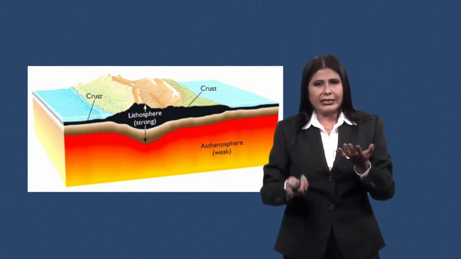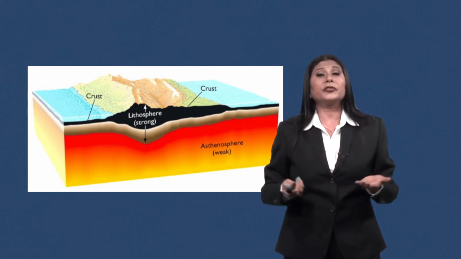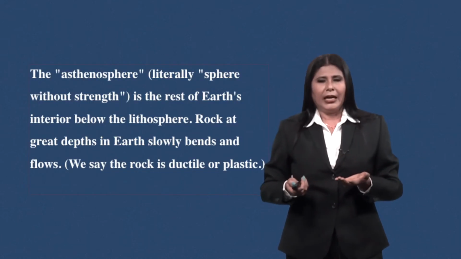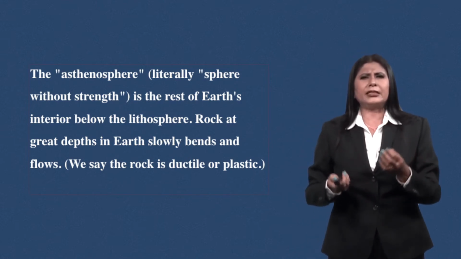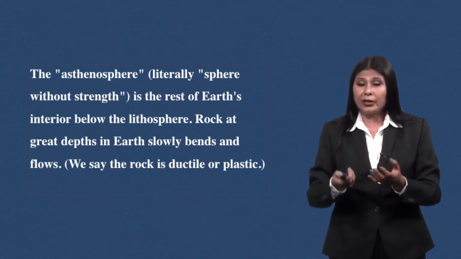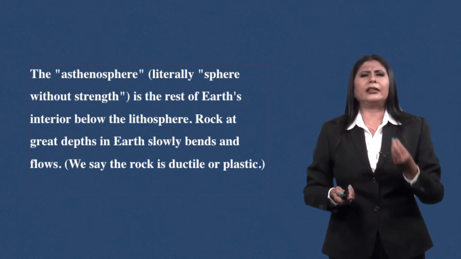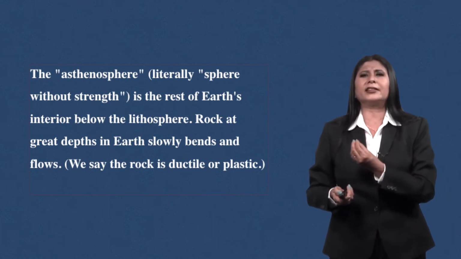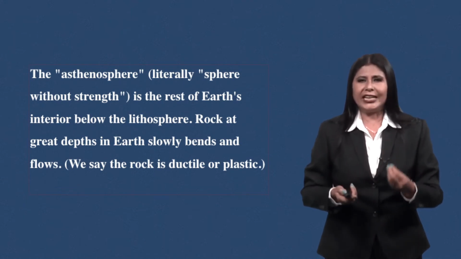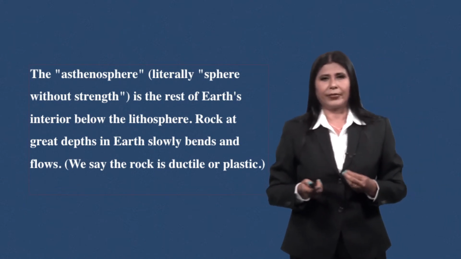And here the rock peridotite is present. That is the reason why it is having this kind of weak strength. So, this asthenosphere is kind of supporting the lithosphere. It literally means it is the Earth's interior below the lithosphere. Rock at great depths in the Earth slowly bends and flows. We say the rock is ductile or plastic.